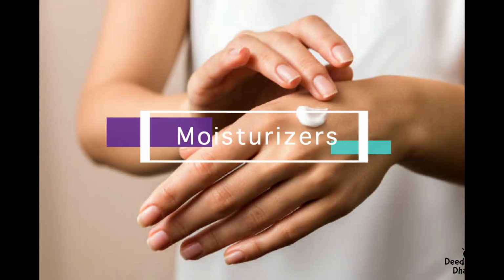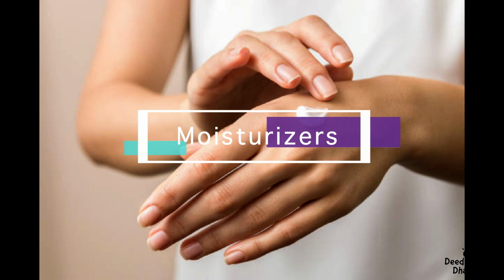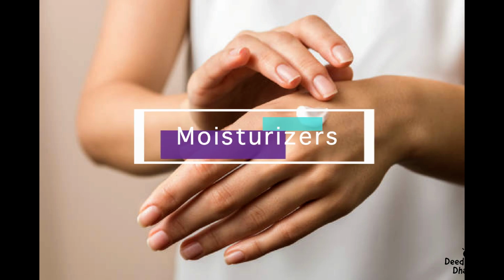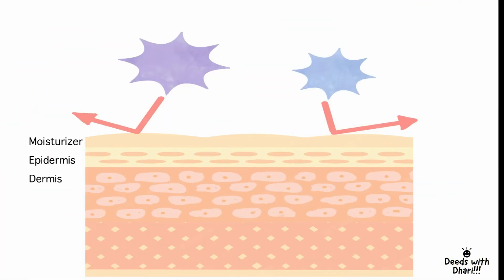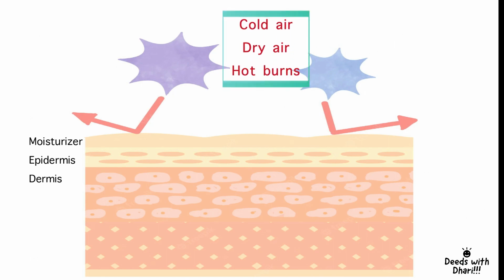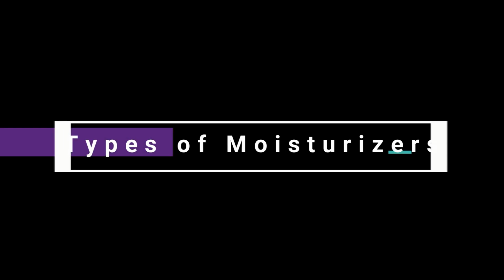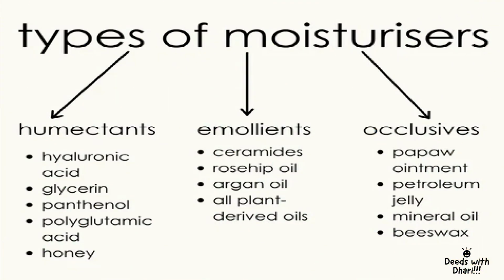Moisturizer. As we all know, moisturizers are creams or lotions that are used to prevent dry skin. Well, technically it improves the skin hydration and increases the moisture or water content in the epidermis layer of the skin. This is done by creating a barrier between our skin and the outside environment, including cold, dry air, and hot burns that can further dry out the skin. Types of moisturizers. There are 3 forms of moisturizers: humectants, occlusives, and emollients.